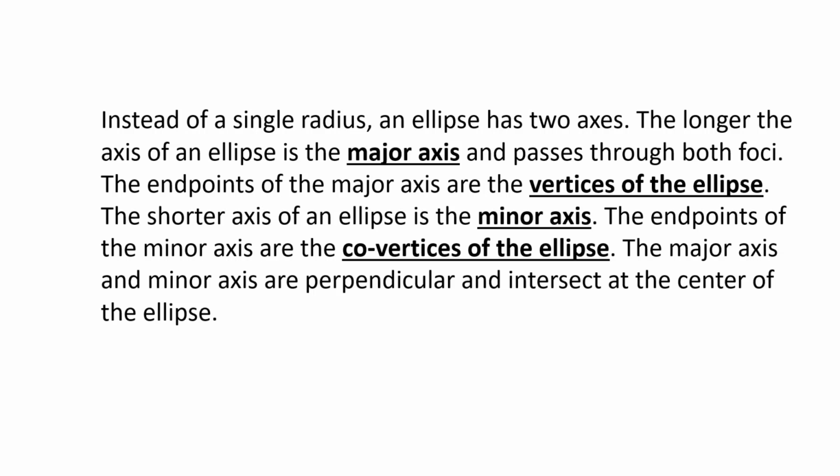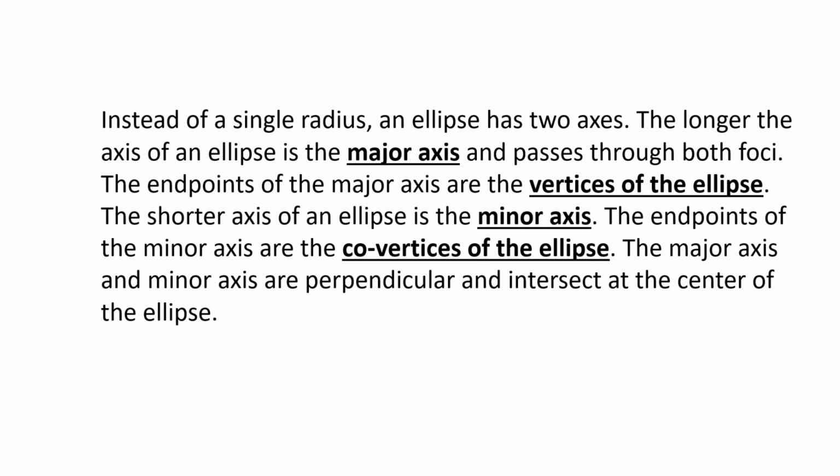All right, instead of a single radius, an ellipse has two axes. The longer axis of the ellipse is the major axis and passes through both foci. The endpoints of the major axis are the vertices of the ellipse. The shorter axis of the ellipse is the minor axis. And again, I had examples of this in the earlier video, so make sure you see that. The endpoints of the minor axis are the co-vertices of the ellipse.